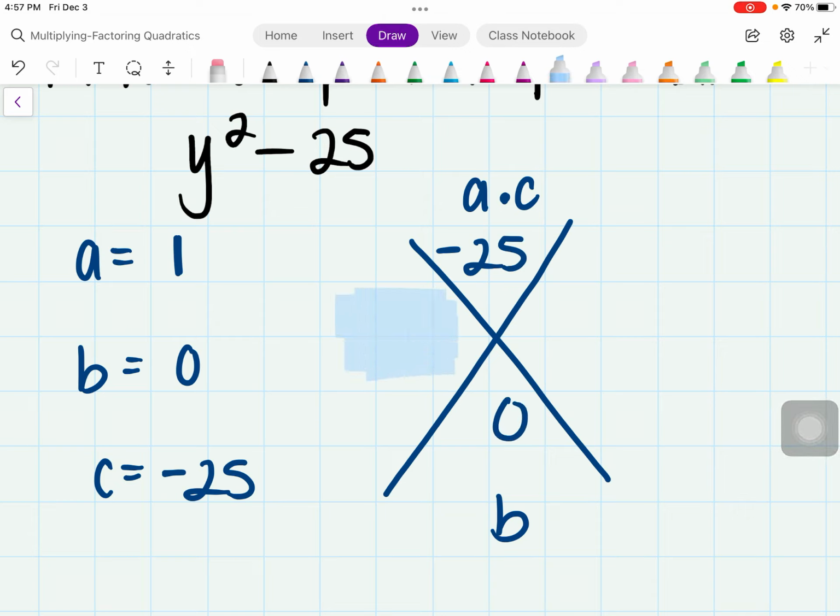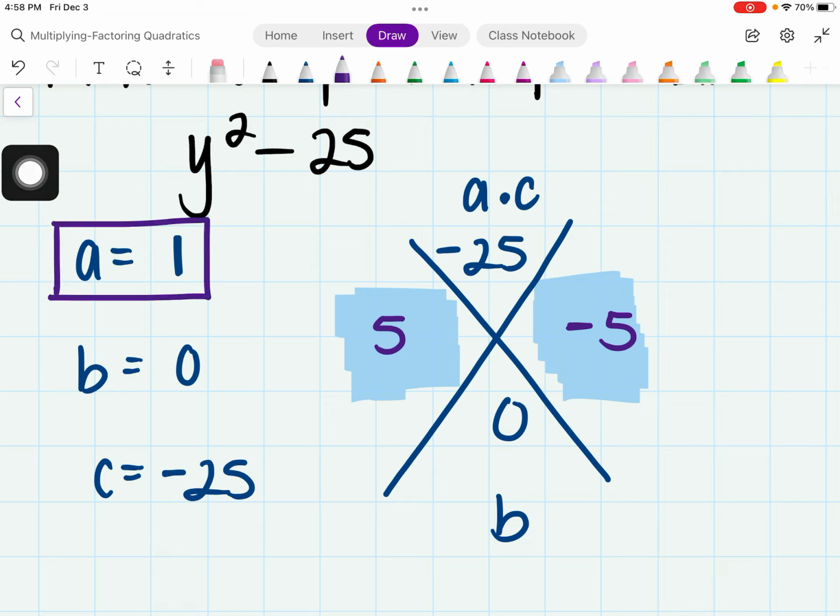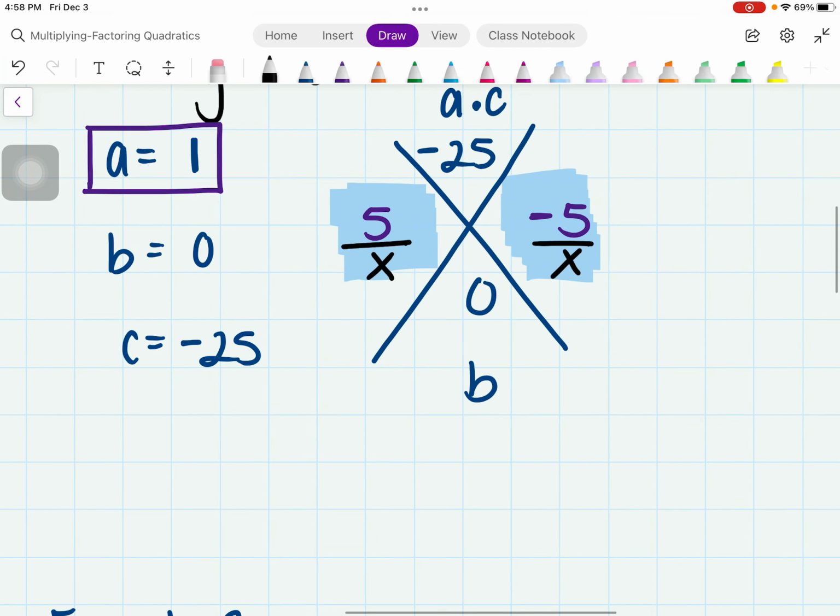Goal in this case is to find two numbers that multiply to a -25 and add up to a 0. In this case, those two numbers for us would be a 5 and a -5. Once again, 5 times a -5 gives us -25. 5 minus 5 is a 0. Now, let's go ahead and take a look at our A value. In this case, since A is equal to a 1, we're pretty much done with factoring. So, I'm just going to put these over y and write my answer on the bottom.